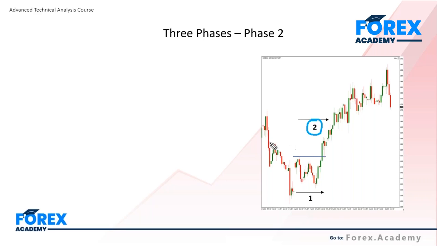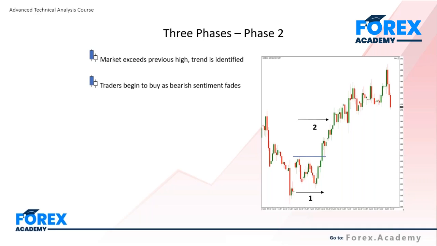The underlying characteristics of the trend phase is that in this instance, because we've switched to a bullish trend, markets exceed previous highs and a trend is identified. In other words, we see a clear direction develop in the market. Because we've essentially moved out of phase one and into phase two, the underlying sentiment has switched to bullish, and therefore traders now begin to buy as bearish sentiment fades.